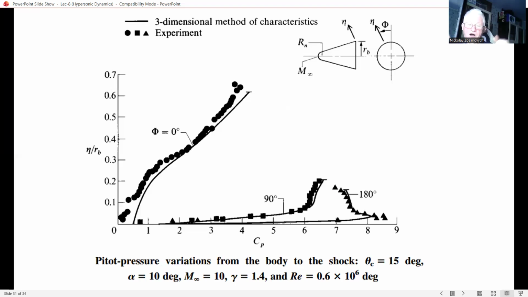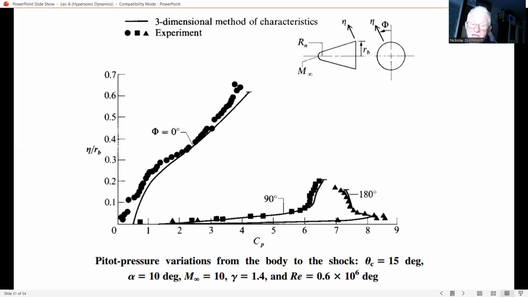This is for the leeward section of the flow field, phi equals 0 degrees. Some lack of agreement between theory and experiment occurs near the body surface, and this is because of the thick viscous boundary layer on the leeward side, which is not taken into account by the inviscid theory. On the windward section, when we have 180 degrees, the strong variation of pitot pressure within the entropy layer is very apparent.